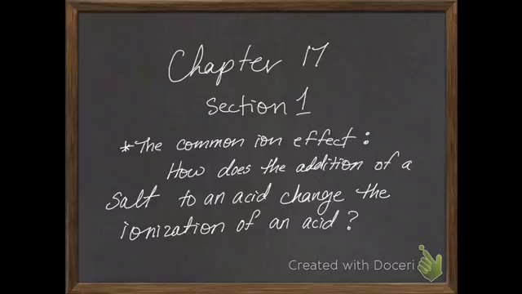So here's an essential question for this section, something to keep your head wrapped around: how does the addition of a salt to an acid change the ionization of that acid? Now that you've got a firm grasp on equilibrium, you understand that every acid has a conjugate base, and every base has a conjugate acid. So if I were to stick an ionic compound, say sodium acetate, into acetic acid, how would that affect the overall equilibrium? Will it change?